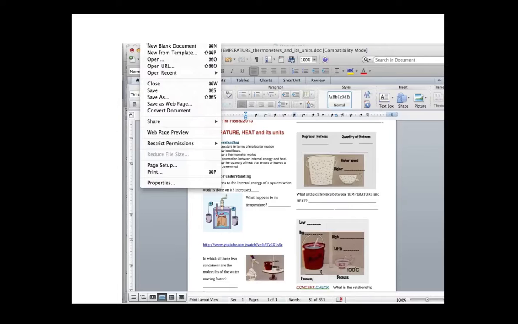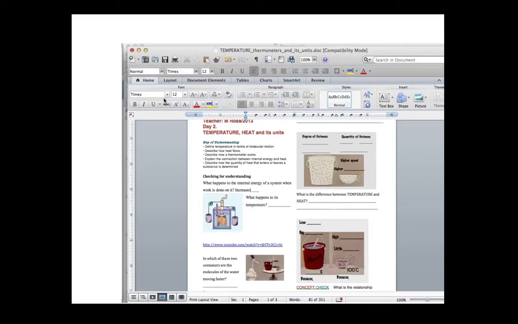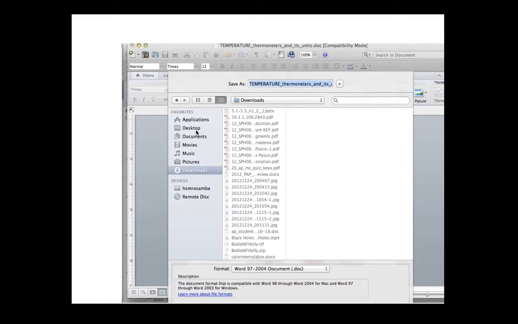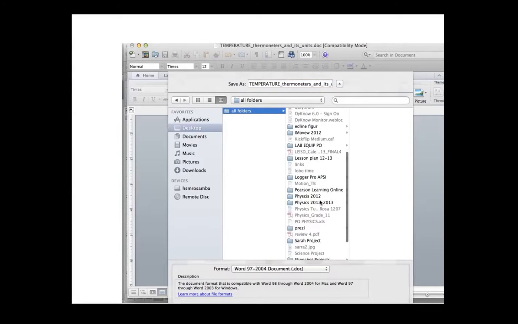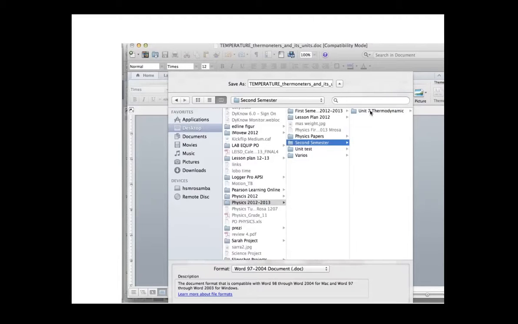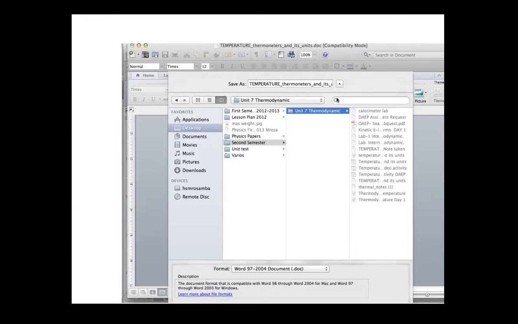Okay, could you please go to save as. And then go to the desktop. Okay, I have a lot of folders right here, but I have a folder for the whole physics and for the second semester, and I have a folder for the unit 7. And then what you need to do is call this one temperature, heat, and its units. And then save that. Okay, please do it.